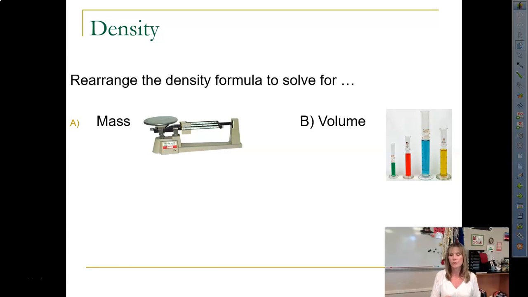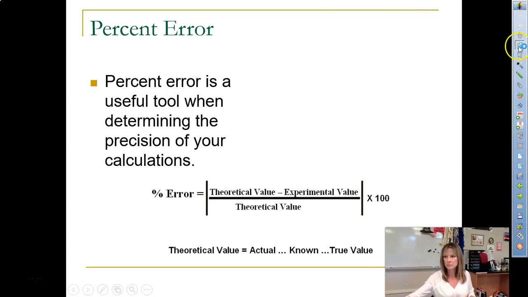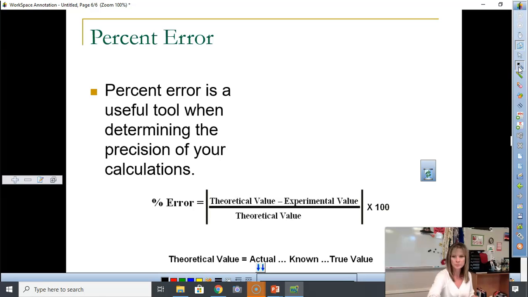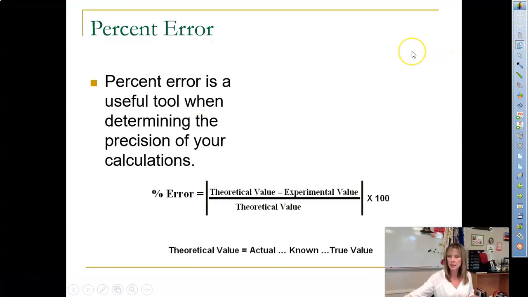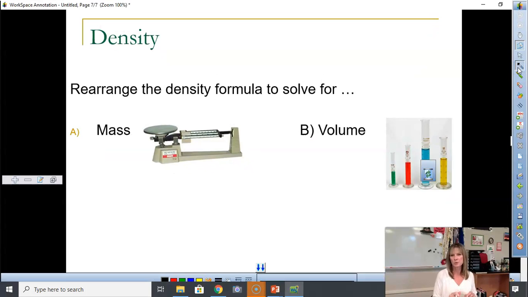Okay. Rearrange the density formula to solve for mass and solve for volume. So let's see. Up here, I'll just put my density. Oh, back. Sorry. There we go. Well, shoot. I'm not having a lot of luck here, am I? Let's go back. All right, there we go. So now I can write on it. Okay, be patient with me, please.